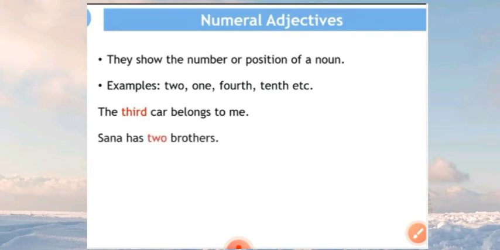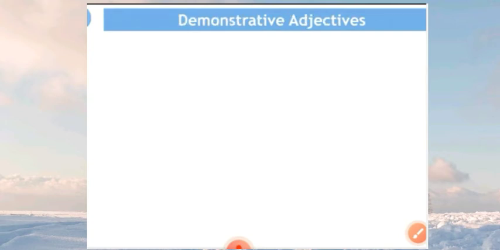And another example, Sana has two brothers. Now here it's very clear, brothers is the noun and two is my numeral adjective because it is answering a question, how many brothers, right? So if I ask how many brothers does Sana have, I get the answer two brothers, and hence two becomes my numeral adjective.